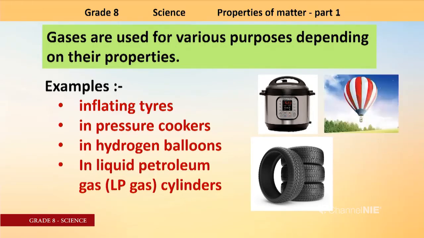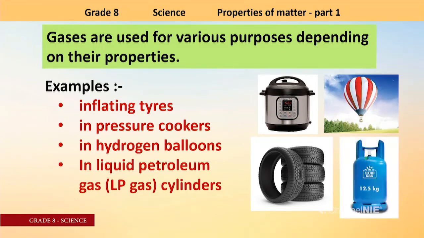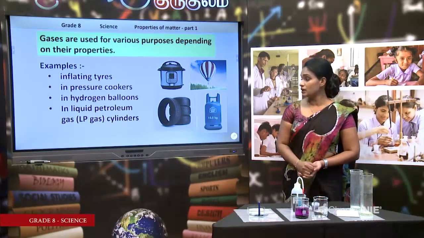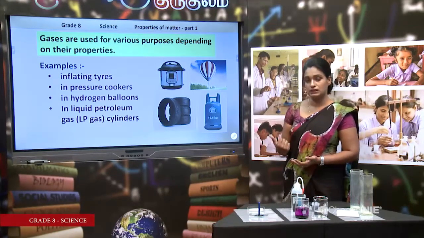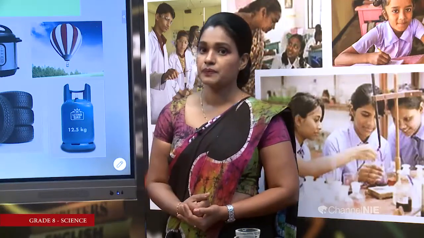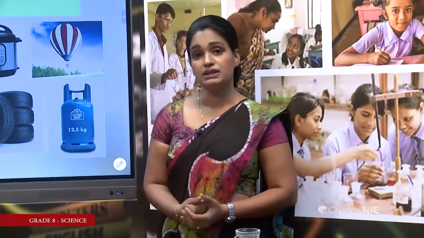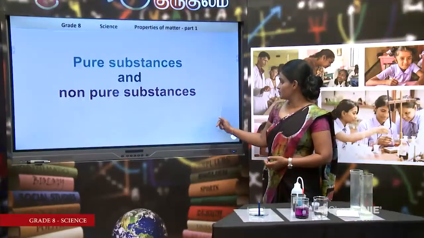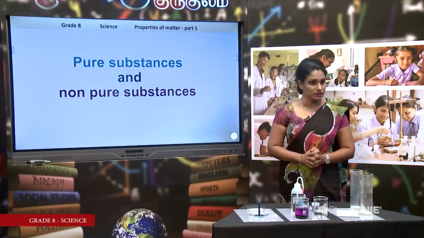Then hydrogen balloons. Then at last, in liquid petroleum gas or the LP gas, you know, it is a gas. Now you know the gas has high compressibility. Because of that high compressibility, they can compress and fill it up to the cylinders. Ultimately they will end up with the liquid nature, but it is the LP gas. Now you know all the uses of those three properties.